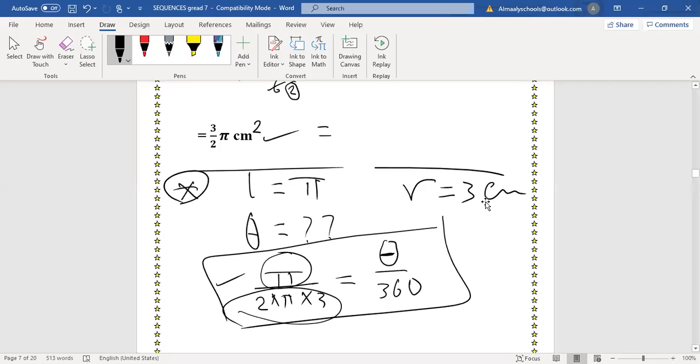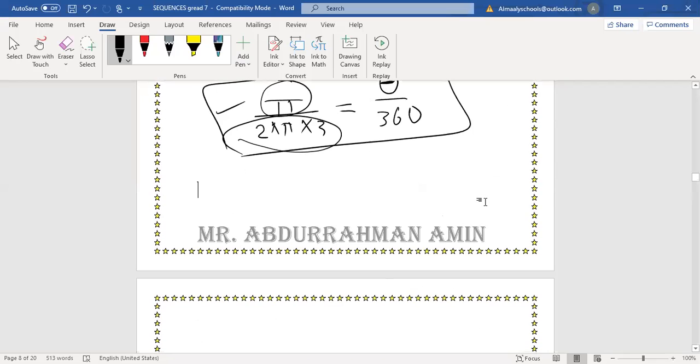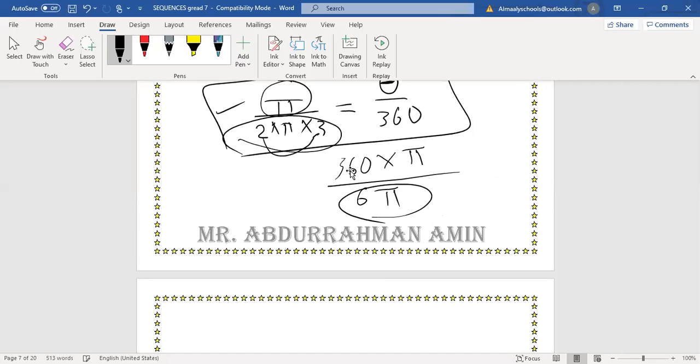And now I can find the measure of the central angle. It would be 360 multiplied by π over 6π. From where the 6π? 2 multiplied by 3 equals 6, 2 multiplied by 3 equals 6π. Divide by π, so 360 divided by 6 equals 60 degrees. So this is the central angle. Is it hard?